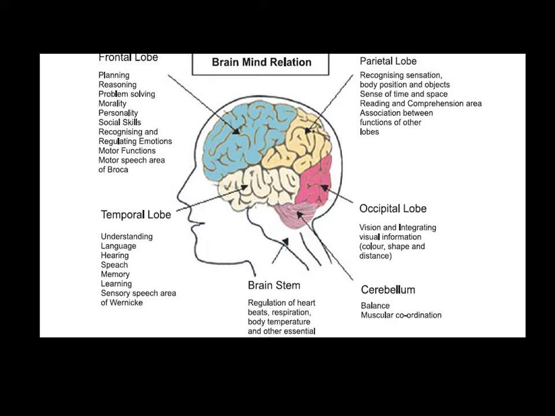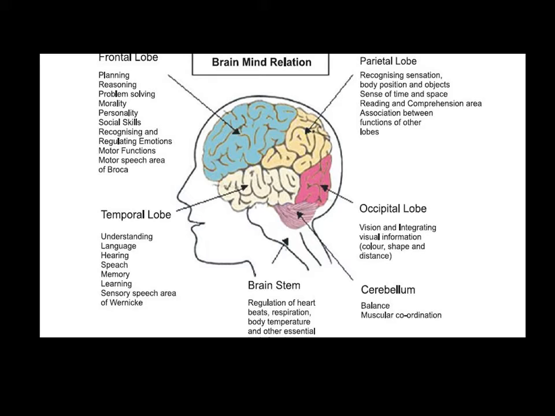The brain is divided into 4 lobes: the frontal lobe, temporal lobe, parietal lobe, and occipital lobe. It also has the cerebellum and brainstem. The frontal lobe, which is the blue area of the brain in front of you, is responsible for planning, reasoning, problem solving, motor functions such as speech motor, and is housed in the area called Broca's area.